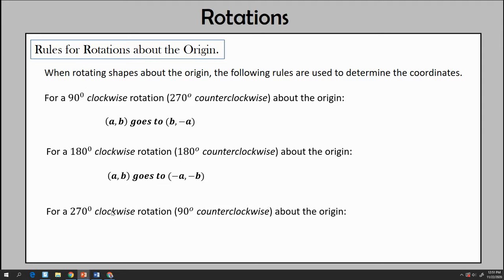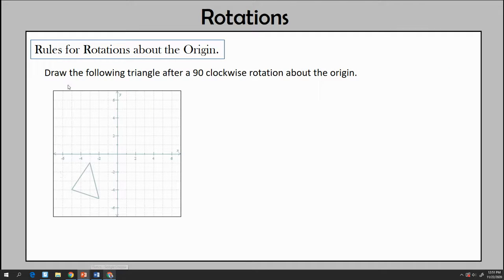Okay, the last one is a 270 clockwise, which would be a 90 degrees counterclockwise. Okay, that's a 3/4 turn clockwise. It's the same as a quarter turn counterclockwise. Okay, the rule for this one is an ordered pair (A, B) would become (-B, A). It's easiest to see these in an example. Now, you're going to want to write these down and use them, but let me show you what it looks like, okay? They give us this figure, and they're saying you need to draw it after a 90 degrees clockwise rotation about the origin. All right, so 90 degrees clockwise.